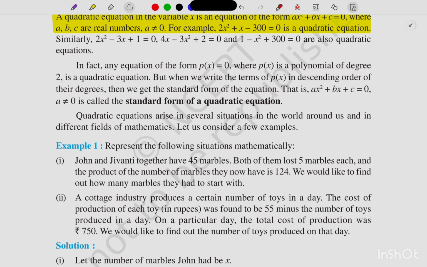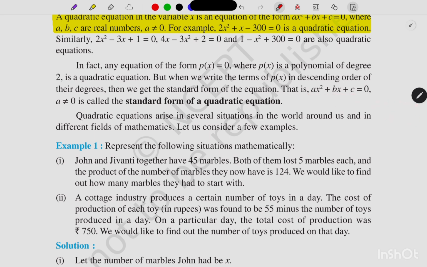But when we write the terms of p(x) in descending order of their degrees, then we get the standard form of the equation. It makes sense, because descending means highest to the lowest. Highest is 2, so ax square. The next is 1, bx. Then the next is 0. What is anything raised to 0? Anything raised to 0 is 1. So cx to the power 0 will be there, that is c multiplied by 1, that is just c.